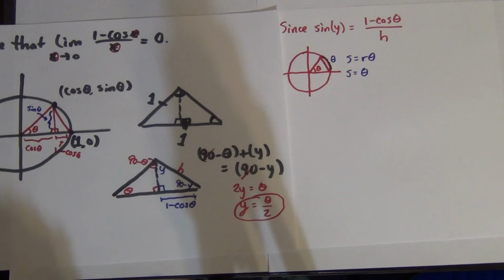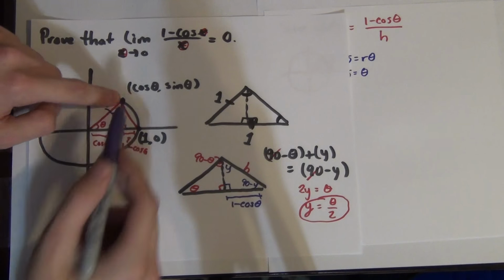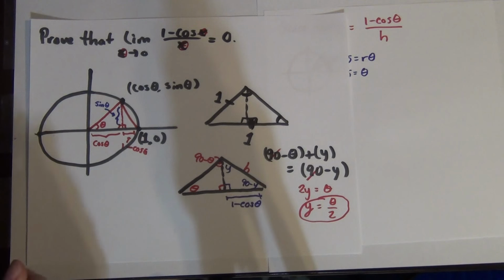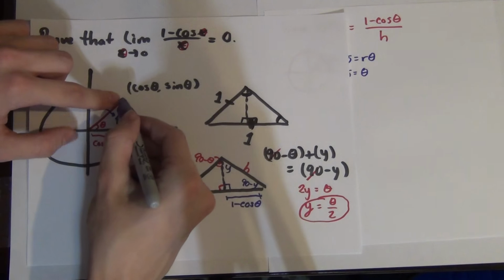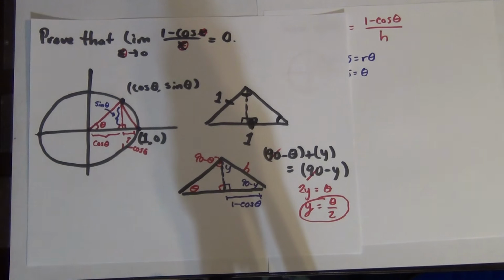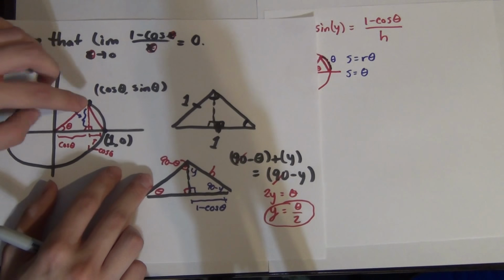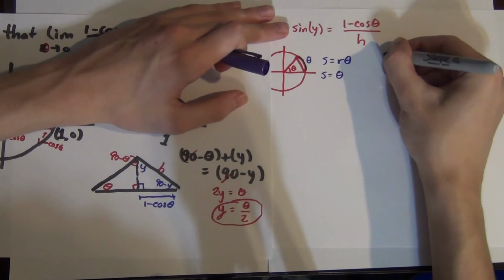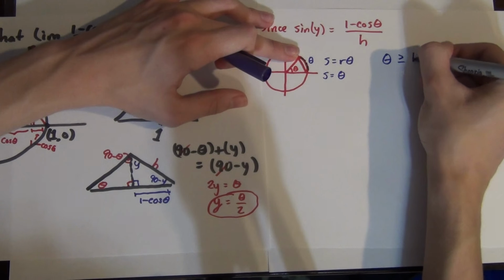So I'm starting to connect the dots between h and theta, and I'm realizing that if this is h, these are 2 points connected by a line segment. That is the shortest distance between any 2 points. Therefore, any other path, like this distance right here, is always going to be greater than or equal to this line segment. So if this line segment is denoted h, then I know that theta, this arc length right here, is greater than or equal to h.